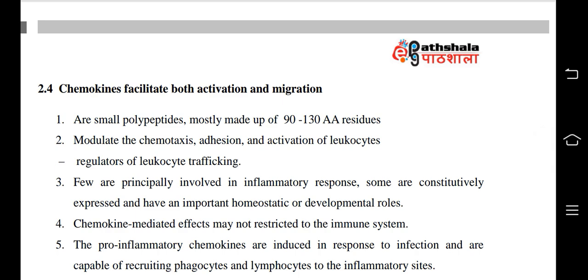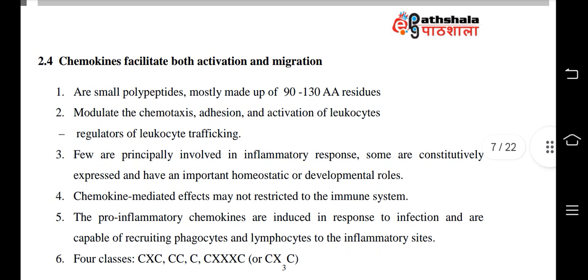Chemokines facilitate both activation and migration. They are small polypeptides, mostly made up of 90 to 130 amino acid residues, that modulate the chemotaxis, adhesion and activation of leukocytes, regulators of leukocyte trafficking. Few are principally involved in inflammatory response. Some are constitutively expressed and have an important homeostatic or developmental role. Chemokine-mediated effects may not be restricted to the immune system.